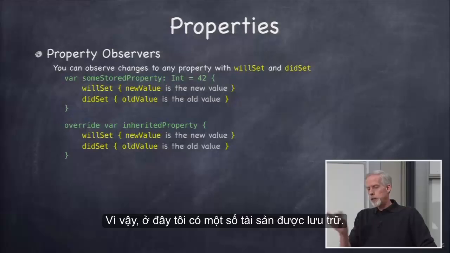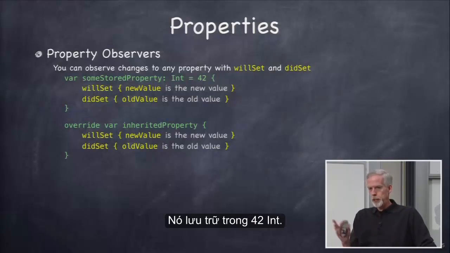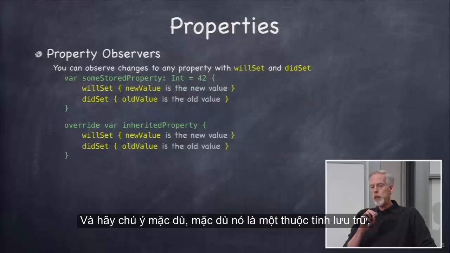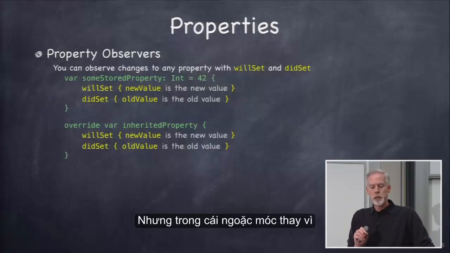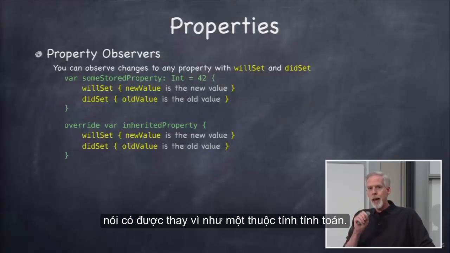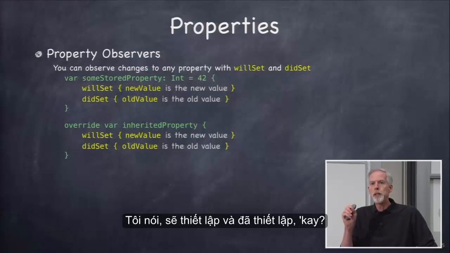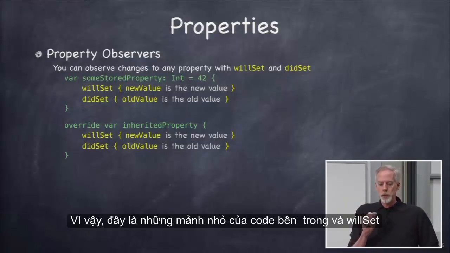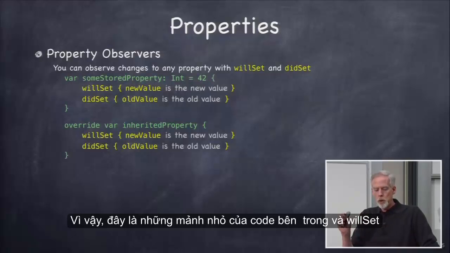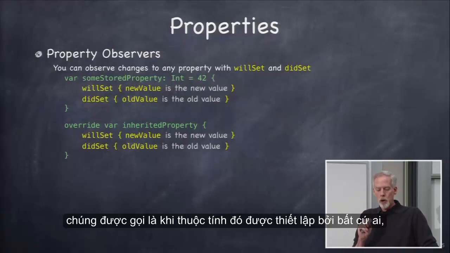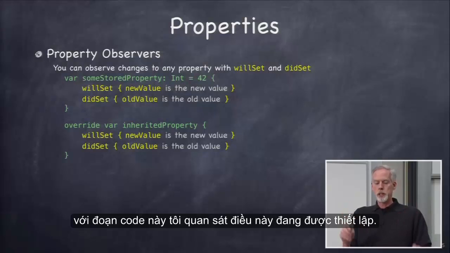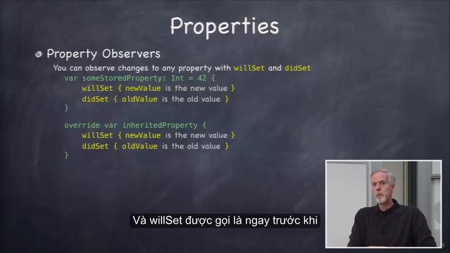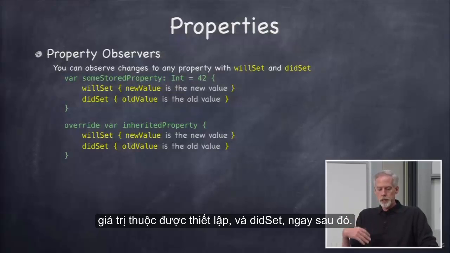So here I have some stored property. It stores an int, 42. And notice though, even though it's a stored property, not computed, I still put a curly brace after it. But in that curly brace, instead of saying get and set like a computed property, I say willSet and didSet. Okay? So these are little pieces of code inside the willSet and didSet. They get called when that property gets set by anybody. So it's called a property observer because with this code I'm observing that this thing is being set. And the willSet is called right before the property's value gets set, and the didSet right after.